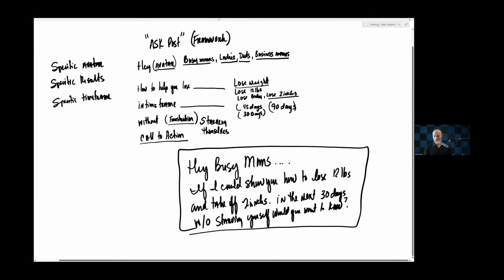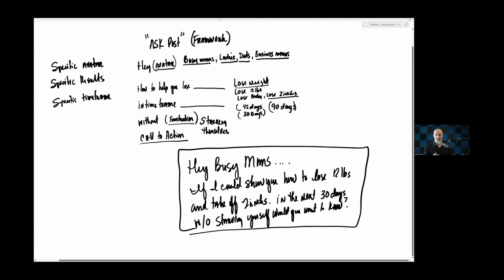Now, here's the thing that I've seen a lot of people do. You could say, hey, ladies, if I could show you how to lose weight and lose inches over the next 90 days, would you want it? It's not going to be as effective, again, because it's not a specific avatar. It's not specific results. It's not a specific time frame. And you have to have a call to action.